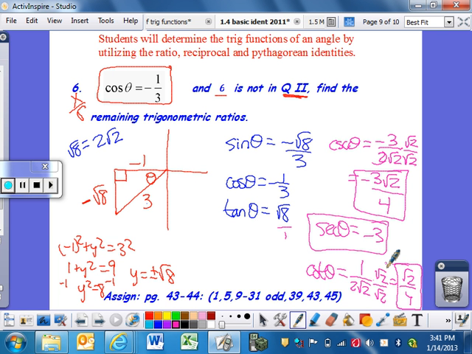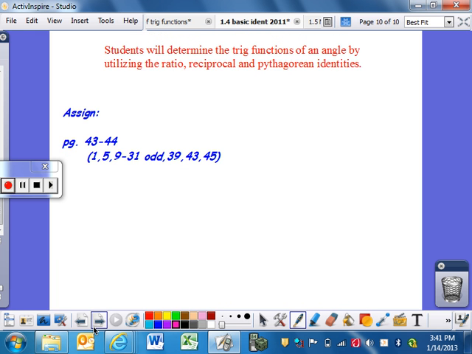Alright, so that's how you find the other trig functions given one specific thing. So I'm going to give you one of the trig functions. You have to figure out what quadrant to draw your picture in, find the missing side, and then it's just like every other section that we have done. So that is that section. So those are the basic identities.